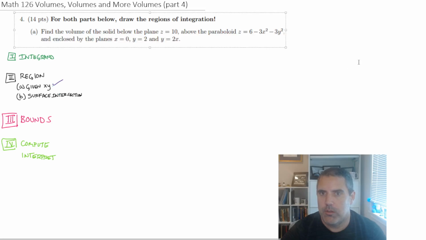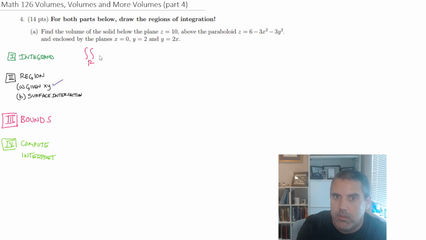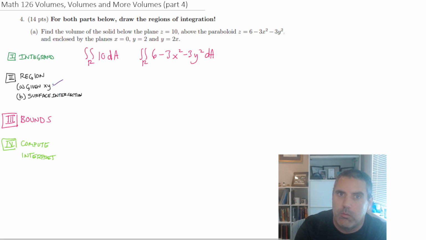It says find the volume below the plane z equals 10 and above the paraboloid. Now that's nice. They already gave us the z's, and they even tell us which one's on top. It needs to be below this plane and above this paraboloid. So the fact that they already told me which one's on top is helpful because it tells me how to put things together. But if you didn't catch that, it doesn't matter. Let's keep going. Now we're going to draw the region.